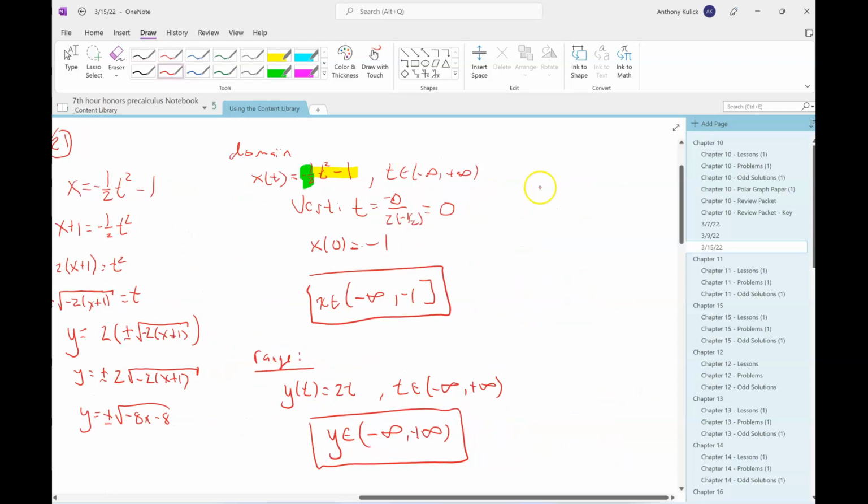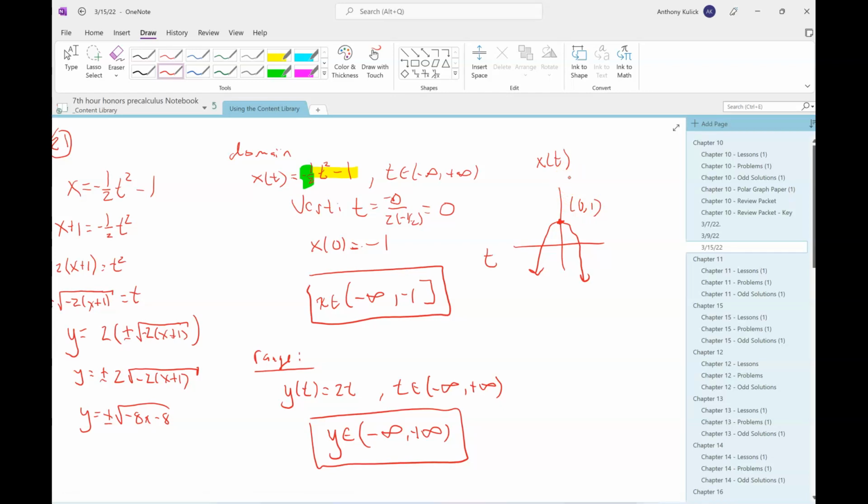For x of t? So this is a t, x of t plot. So we're going to have, here's the vertex at 0, -1. So the graph's going to just look like that. Well, the output of x of t is the domain for y equals plus or minus 2 square root, yada yada. Which makes sense, right?